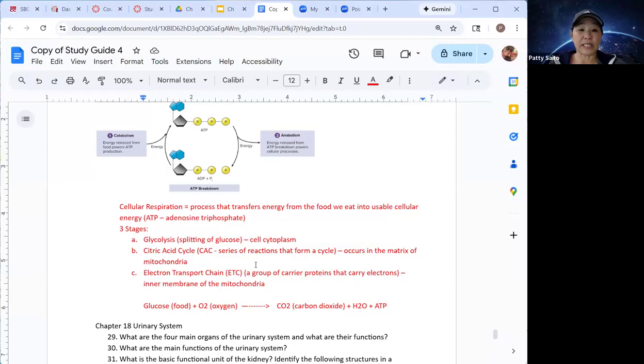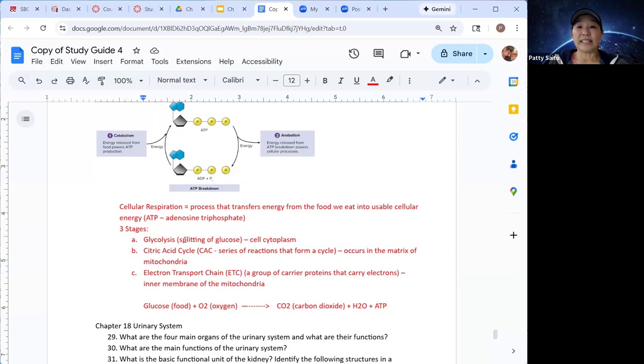Now, cellular respiration. Remember we talked about respiration, the respiratory system. Respiration is the process of exchanging gases, oxygen and carbon dioxide. We're going to see that process, but instead of just at our lungs, we're going to see it as it occurs at the cells. We're exchanging oxygen and carbon dioxide, but it occurs at the cells.